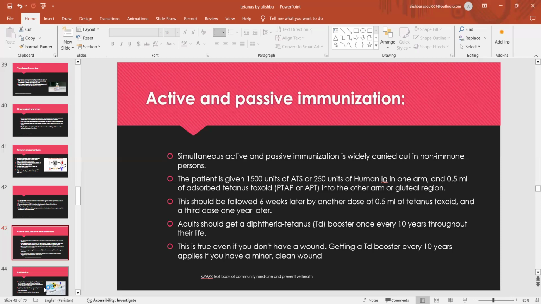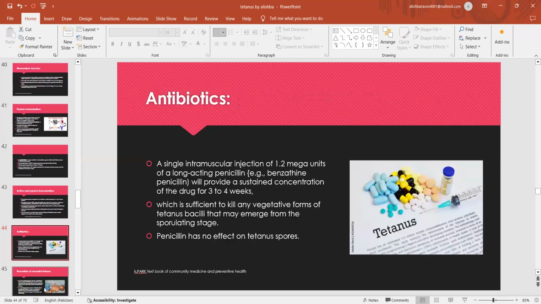This is true even if you don't have a wound. Getting a diphtheria tetanus booster every 10 years applies if you have a minor clean wound.